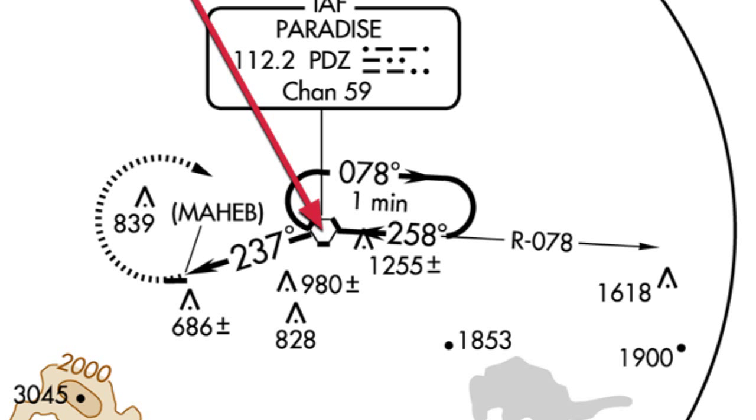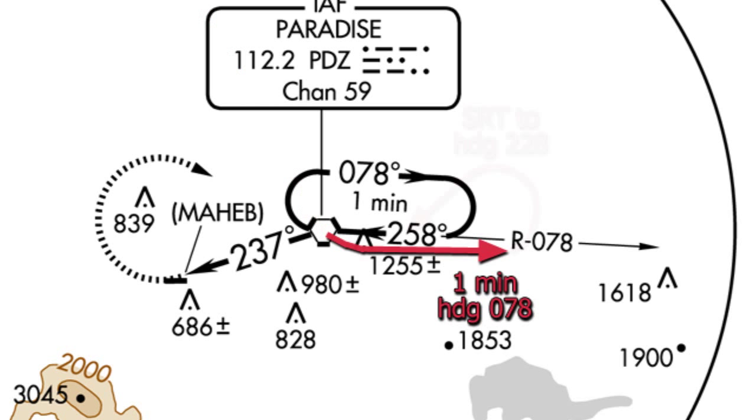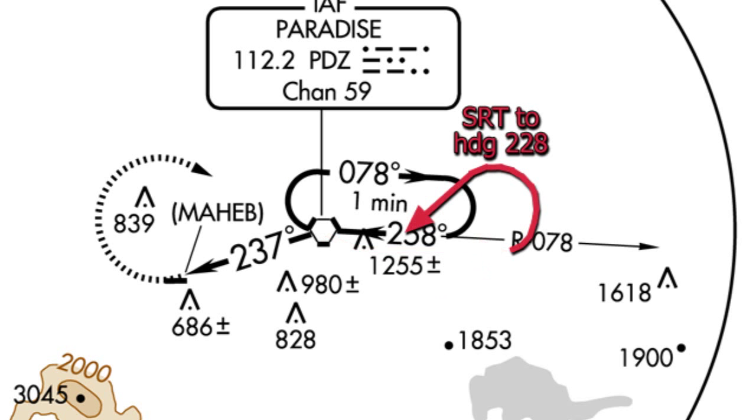We're going to fly to the Paradise VOR on a heading of about 135. We're going to establish ourselves on a heading of 078 for 1 minute. After that 1 minute is up, we'll do a standard rate turn to the left to a heading of 228. We're flying a heading of 228 to intercept a heading of 258 to the VOR.